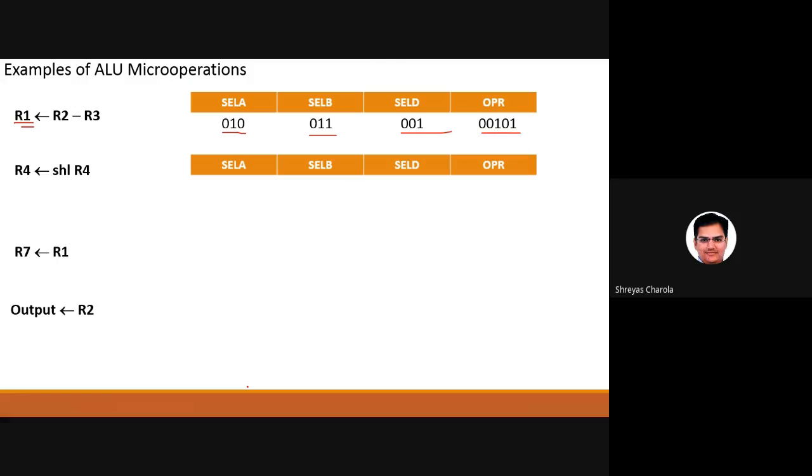Okay, second one, selection A. Do we require selection A? Yes, we require it. Yes, sir. I don't want R0, and that's why none of the registers will be selected. Okay, so R4, then write the answer in R4 again. Do the operation shift. What about R1 direct to R7?